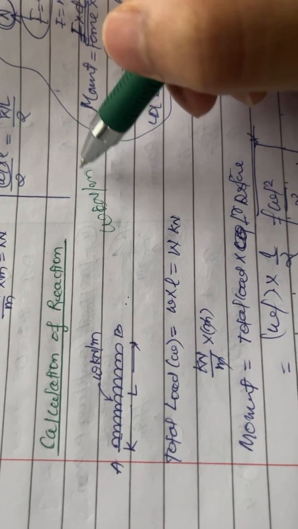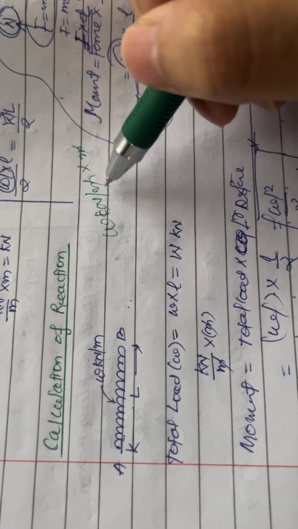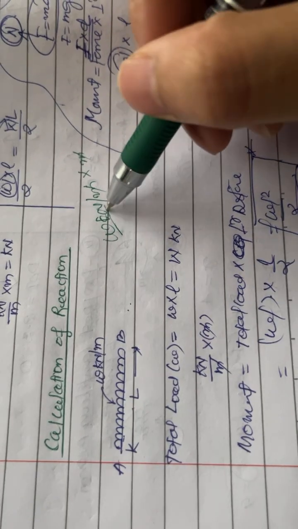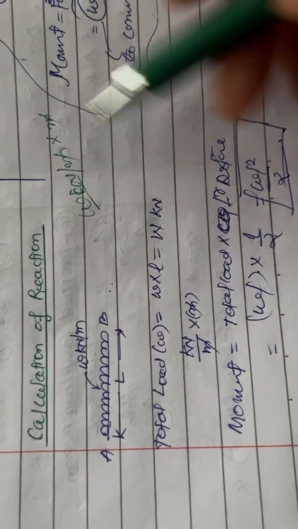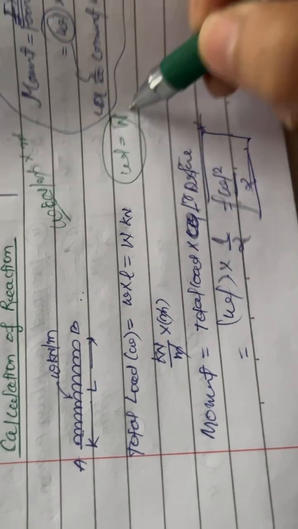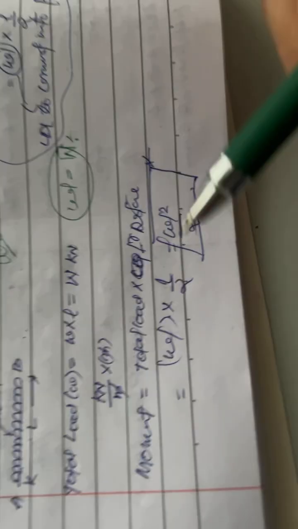To convert it into point load in kilonewton, we just have to multiply with the length, so the length gets cancelled, and we are left with this W kilonewton. वही क्या है देखो, load into distance, W kilonewton, and remember that WL equals को आप कैपिटल W लिख सकता है. And moment is total load into perpendicular distance.